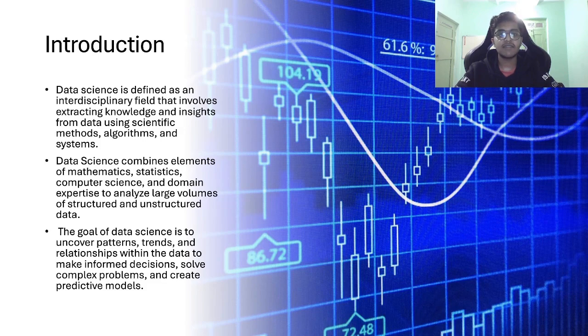Data science is defined as an interdisciplinary field that involves extracting knowledge and insights from data using scientific methods, algorithms and systems. Data science combines elements of mathematics, statistics, computer science, and domain expertise in order to analyze large volumes of structured and unstructured data. The goal of data science is to uncover patterns, trends, and relationships within the data in order to make informed decisions, solve complex problems, and create predictive models. So, moving on with the next slide.